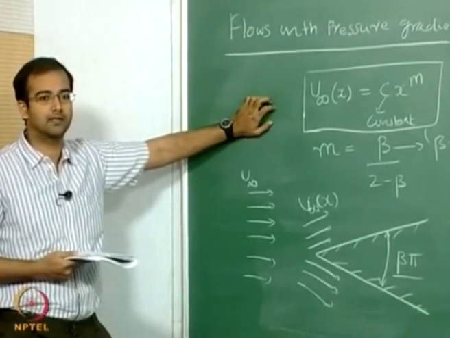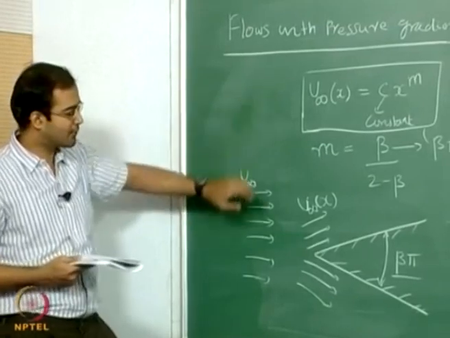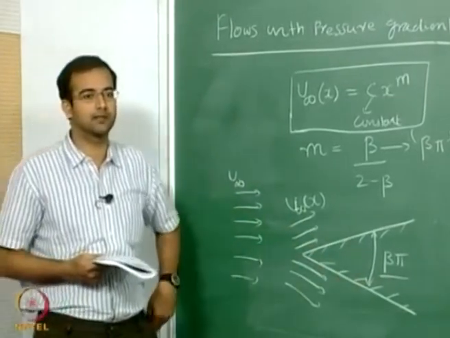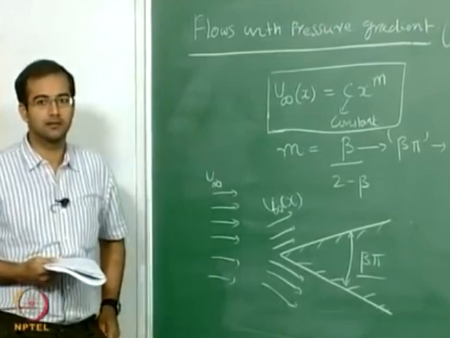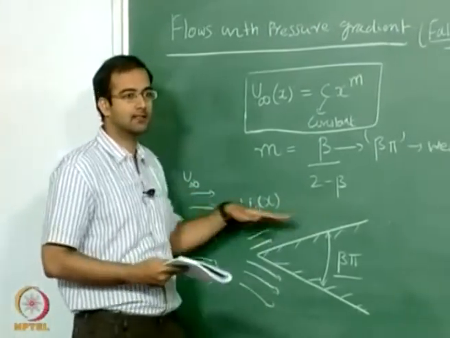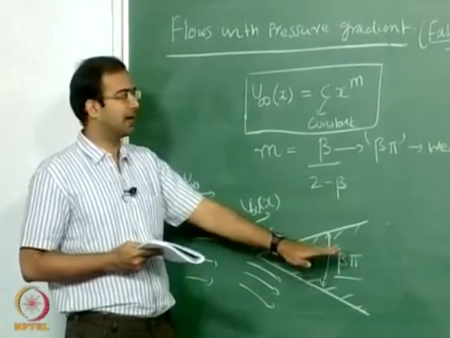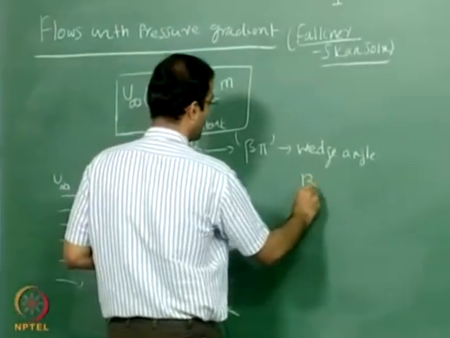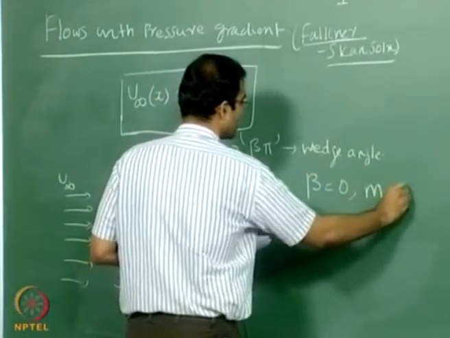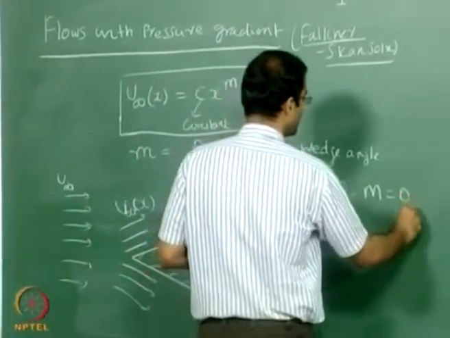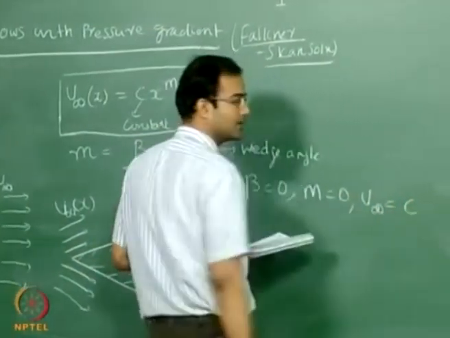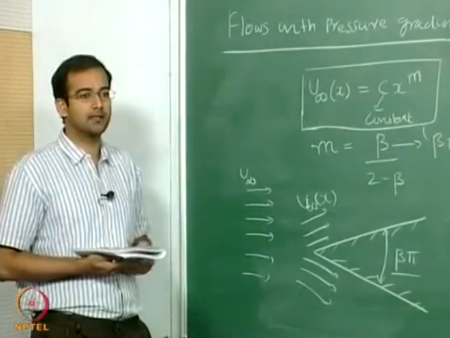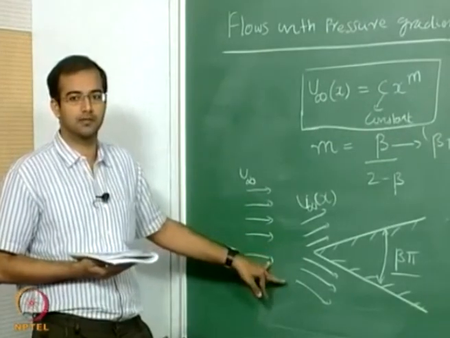and you can derive special cases of this particular solution. Now you can see if my beta equals 0, what happens to the wedge? It becomes a flat plate. So these two collapse, and this is simply flow past a flat plate. And if beta equals 0, what is the value of m? m is also 0. Therefore my u infinity will be constant, which becomes basically the flat plate solution. So the flat plate solution is a special case of the wedge solutions, or the Falkner-Skan solutions.